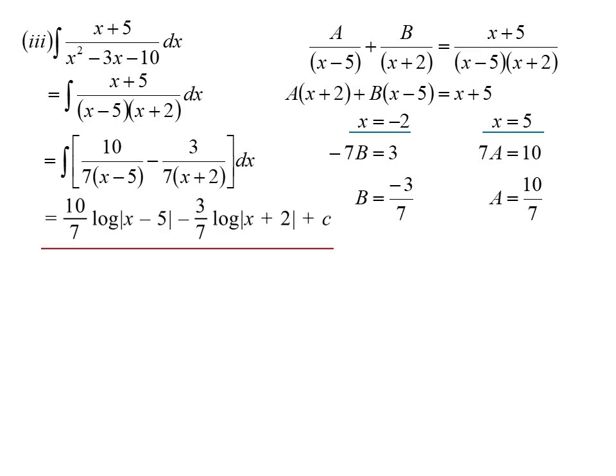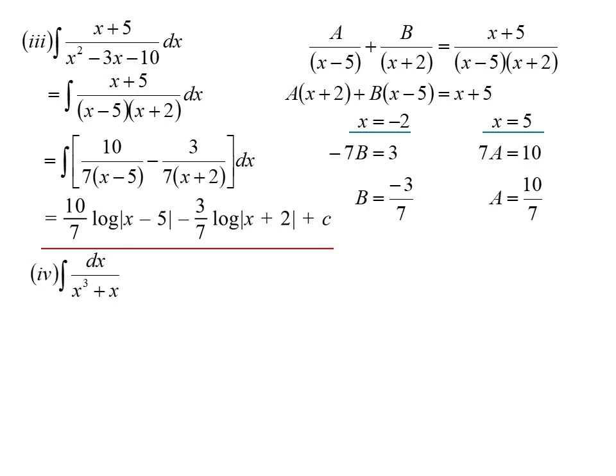So I have 10/7 the log of x minus 5 minus 3/7 the log of x plus 2. I didn't bother using my log laws here because the coefficients were different. Now I could have, because remember you can always pull those constants into the logs. I could have made this 1/7 the log of x minus 5 to the power of 10 minus 1/7 the log of x plus 2 to the power of 3, then they both have a 7th out the front and pull it into 1. I just didn't see the point in doing that, so I just left it like this.